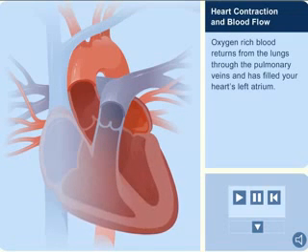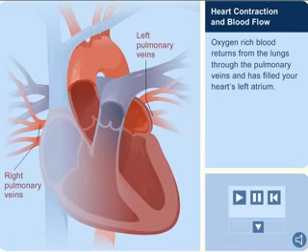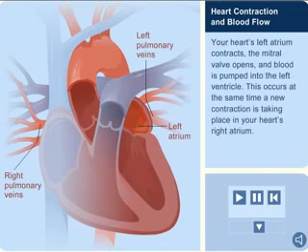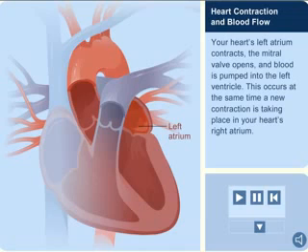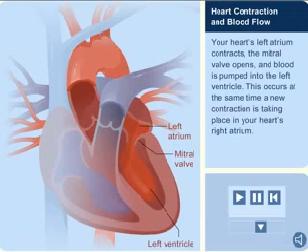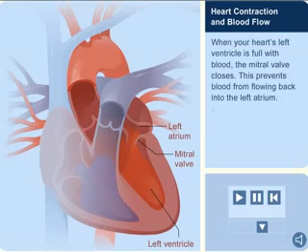Oxygen-rich blood returns from the lungs through the pulmonary veins and has filled your heart's left atrium. Your heart's left atrium contracts, the mitral valve opens, and blood is pumped into the left ventricle. This occurs at the same time a new contraction is taking place in your heart's right atrium. When your heart's left ventricle is full with blood, the mitral valve closes. This prevents blood from flowing back into the left atrium.